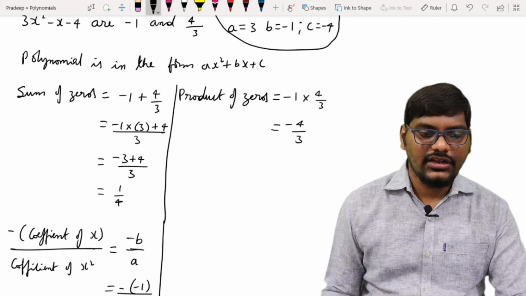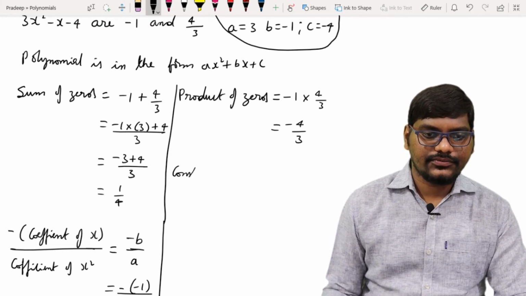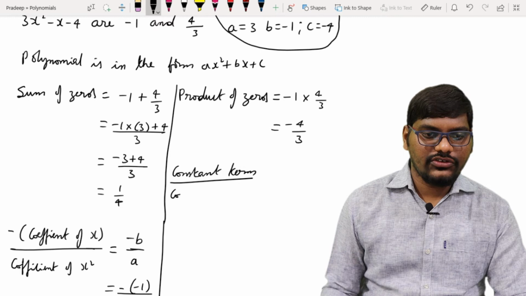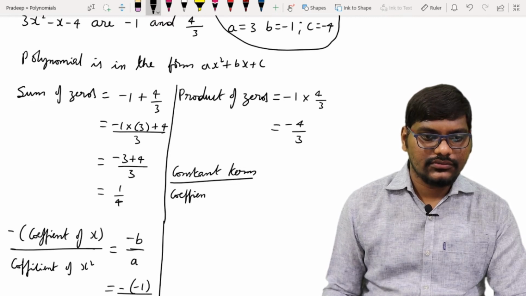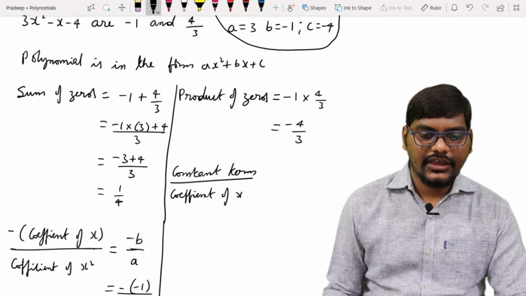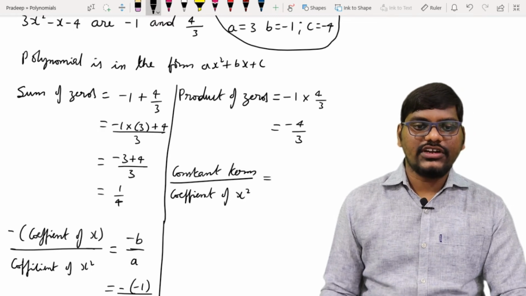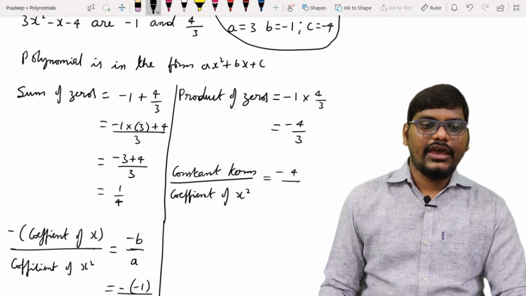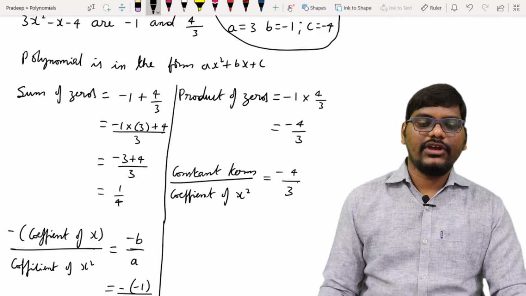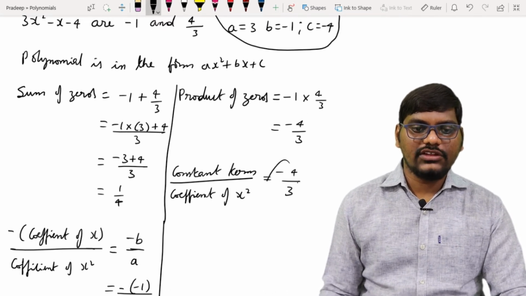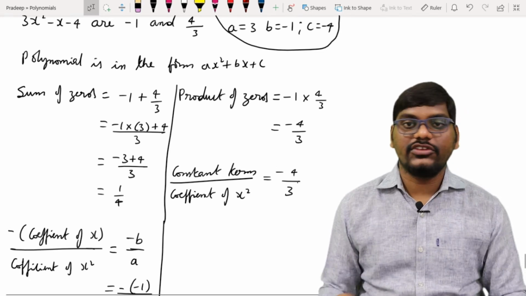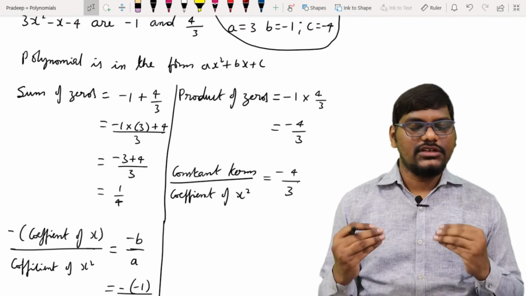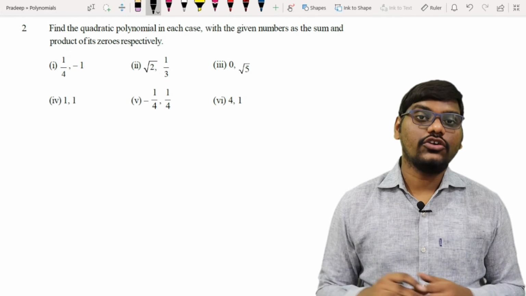So I can write here constant term by coefficient of x square. Okay, what is the constant term in the sense that is minus 4, so minus 4 by, and x square it is 3. See perfectly we got it is minus 4 by 3, here also we got minus 4 by 3. So this is all about this particular question. So we have done with question number 1. Let's go for question number 2. So let's go for the second question.